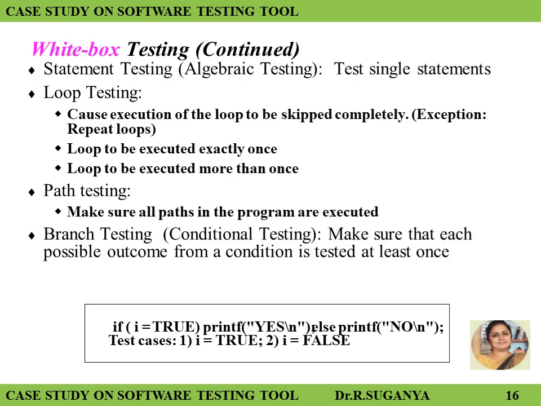Statement testing tests single statements. Loop testing causes execution of the loop to be skipped completely, the loop to be executed exactly once, and the loop to be executed more than once. Path testing makes sure all paths in the program are executed. Branch testing makes sure that each possible outcome from a condition is tested at least once.